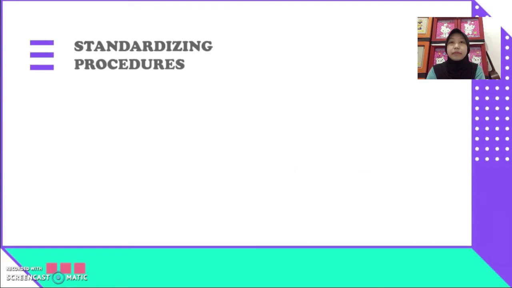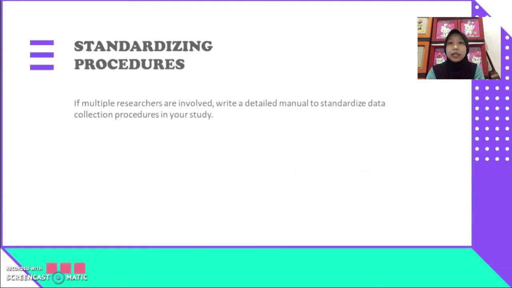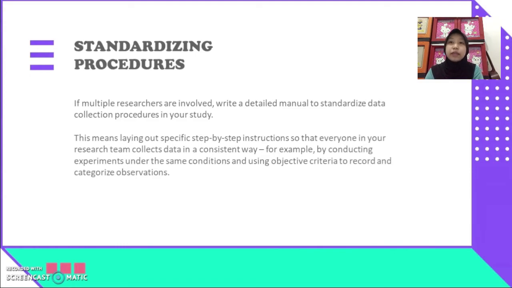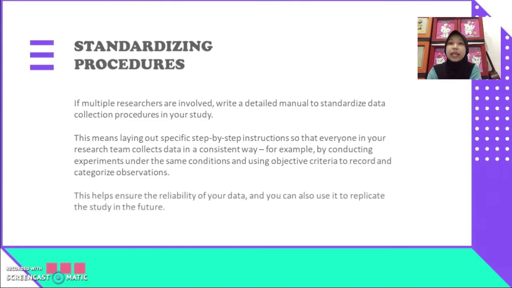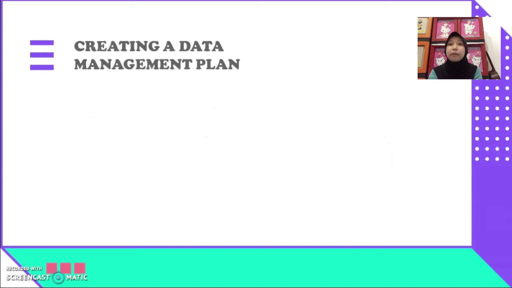Next, standardizing procedures. If multiple researchers are involved, write a detailed manual to standardize data collection procedures in your study. This means laying out specific step-by-step instructions so that everyone in your research team collects data in a consistent way. For example, by conducting experiments under the same conditions and using objective criteria to record and categorize observations. This helps ensure the reliability of your data, and you can also use it to replicate the study in the future.